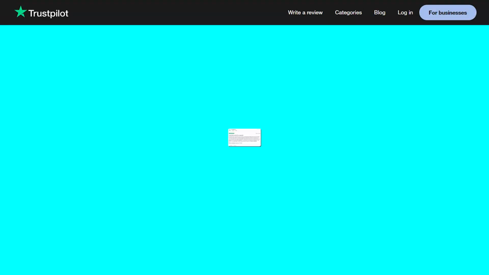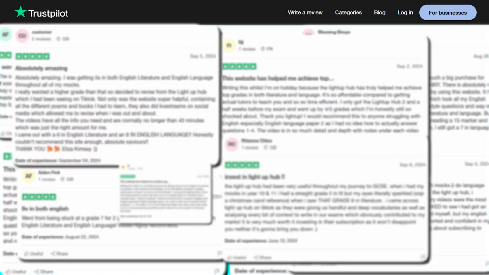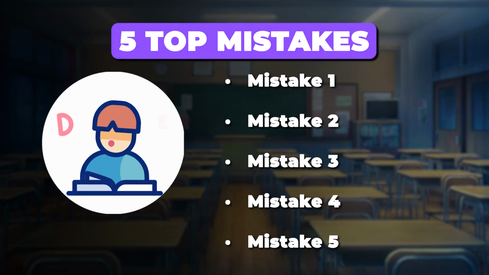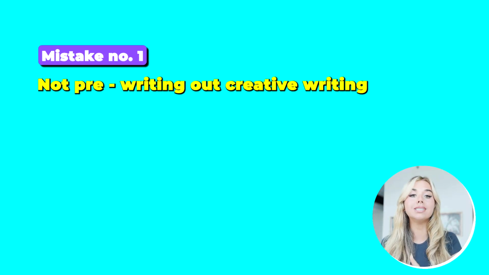After getting tens of thousands of students their dream grade in English language, here are the 5 top mistakes that stop students from nearly getting that grade. One of the number 1 mistakes students make in English language is not pre-writing out their creative writing. You should be pre-writing out your creative writing.